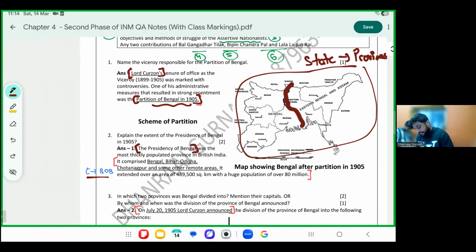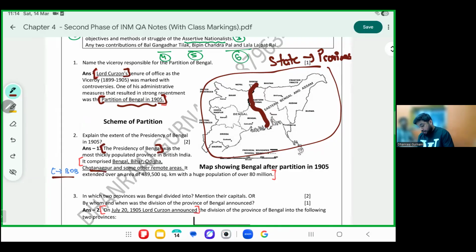C for Chota Nagpur, B for Bengal, O for Odisha, B for Bihar. This entire thing was called Seabob, for your reference, not in real. This entire area which you can see on the map is called Bengal at that time. Total area 489,500 square kilometers, 80 million population.